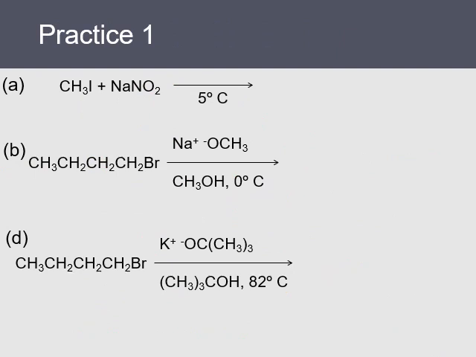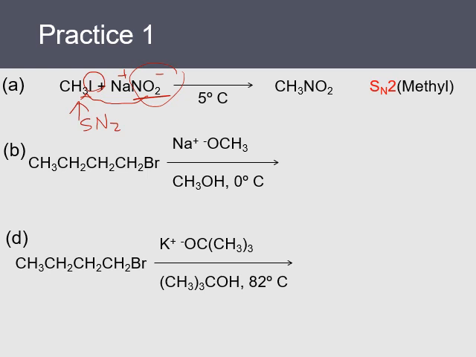Practice, predict the product. So for A, you should recognize this is a primary, actually it's a methyl iodide, the smallest alkyl halide. So SN2 is preferred. And this is a good nucleophile, negatively charged. So with a negatively charged nucleophile, this must be an SN2 reaction. This attacks the carbon, the leaving group leaves, and the product is methyl nitrate.